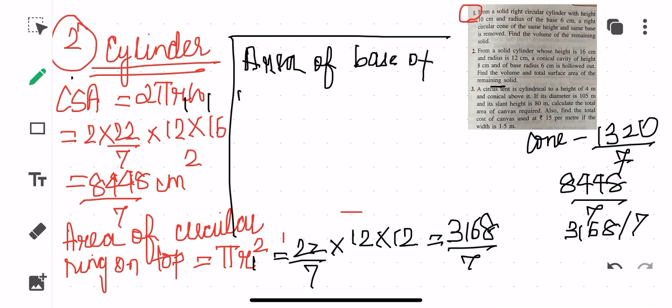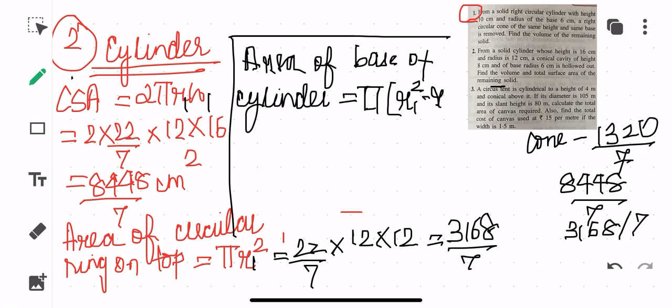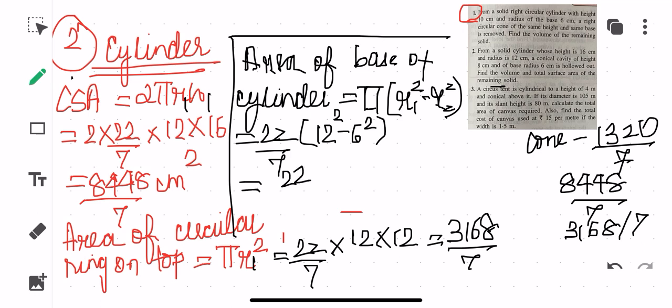Base of cylinder. So this will be equal to what? This will be equal to pi into r1 square minus r2 square, meaning the radius of the cylinder minus the radius of the cone. So this is coming out to be equal to how much, children? 22 upon 7 multiplied by 12 square minus 6 square. Okay, so this in turn is equal to how much? 22 upon 7 into 12 square is 144 minus 36.